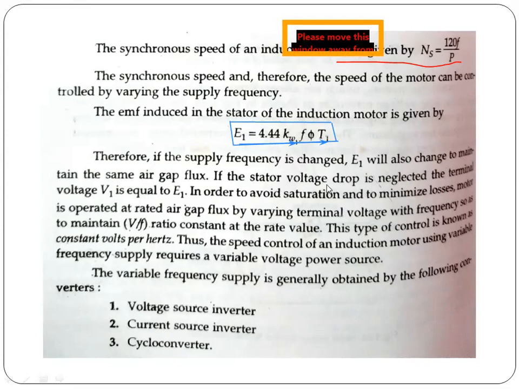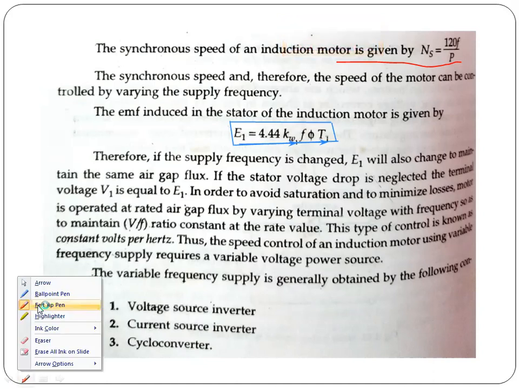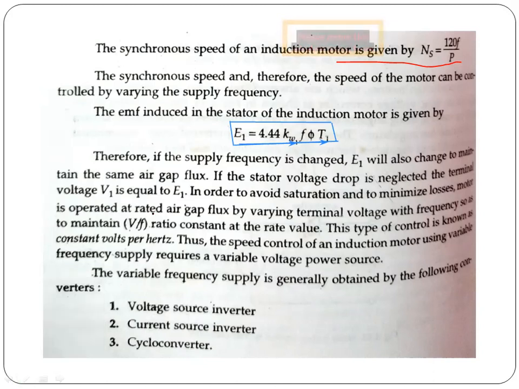If the stator voltage drop is neglected, the terminal voltage V1 is equal to E1. In order to avoid saturation and minimize losses, the motor is operated at rated air gap flux by varying the terminal voltage with frequency so as to maintain the V by f ratio constant at the rated value. This type of control is known as constant volts per hertz.